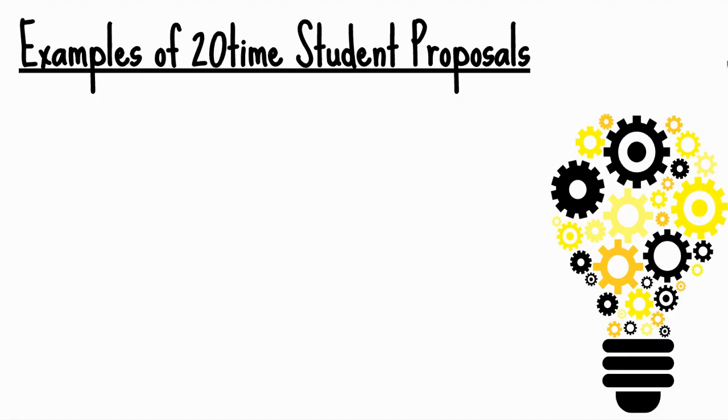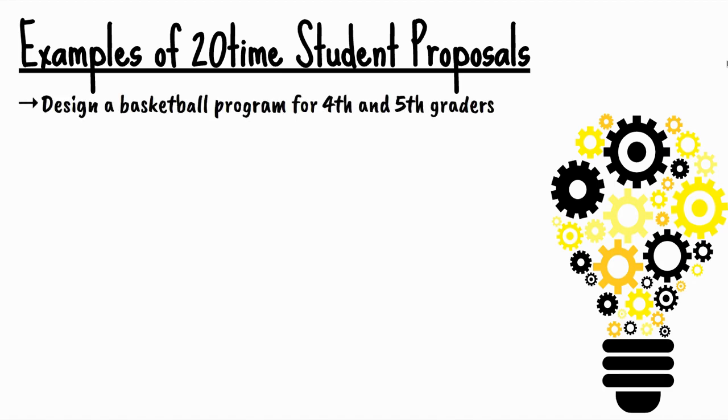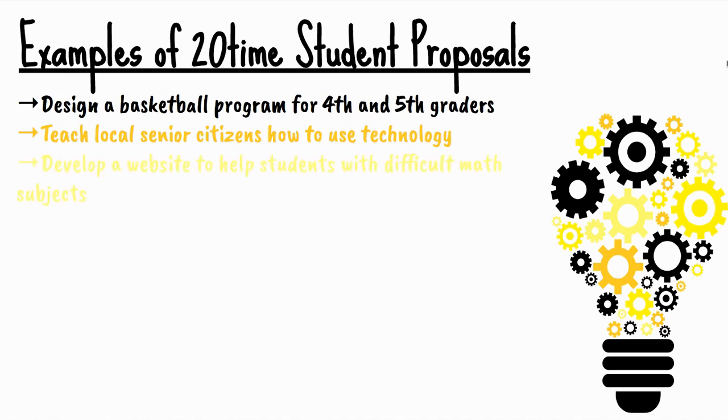Here are some examples of student proposals that you might see, or you might not see, just to give you an idea. It could be something as simple as designing a basketball program for 4th and 5th graders in your district, because you see a need for that. You see kids who need a place to go. It could be teaching senior citizens how to use technology. Maybe you visit your grandma at a nursing home, and you notice that they need some help with that, and so you want to help. Developing a website so that kids who are having problems with difficult math topics can go there and get some guidance. So maybe you create videos to put on that.